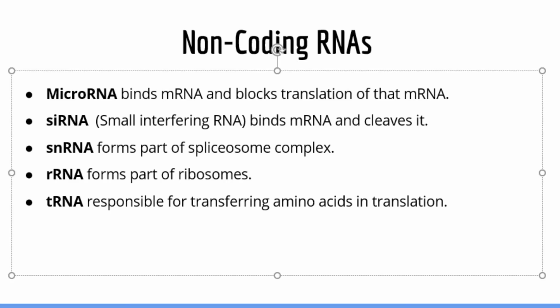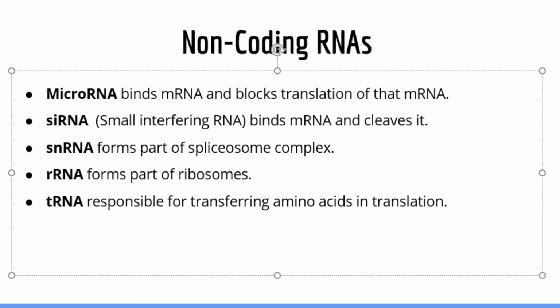Small interfering or siRNAs work similarly to microRNAs. However, they stop translation by actually cleaving the mRNA molecules, which is something that microRNAs do not do. We're going to look at these a little bit closer on the next slide as well. Short nuclear RNA, or snRNA, forms a part of the spliceosome and plays an essential role in RNA splicing. We already mentioned this. rRNA, or ribosomal RNA, forms parts of ribosomes, which are very important for the production of proteins. tRNA, or transfer RNA, is essential for translation and synthesis of proteins during translation. They function as the amino acid carriers.